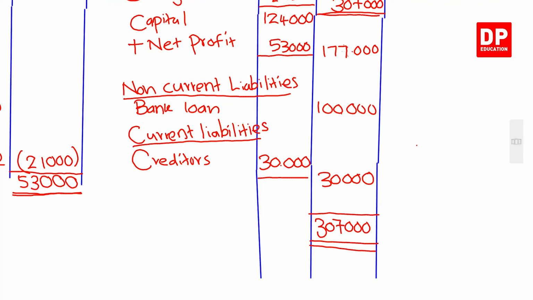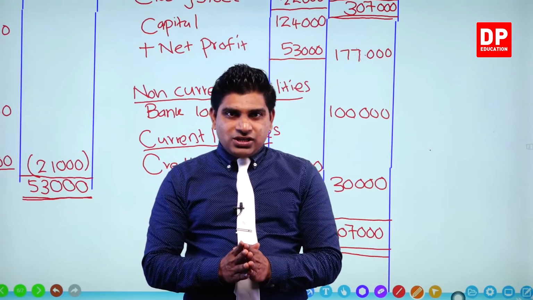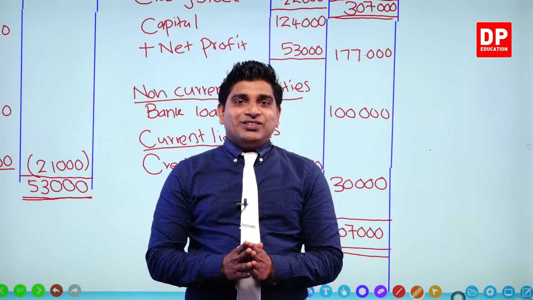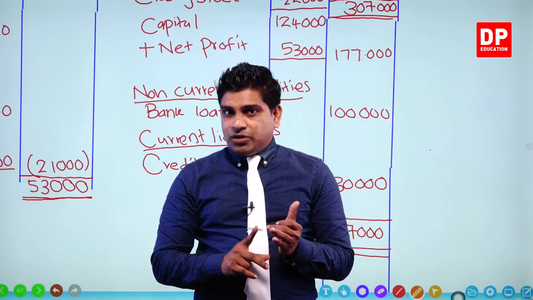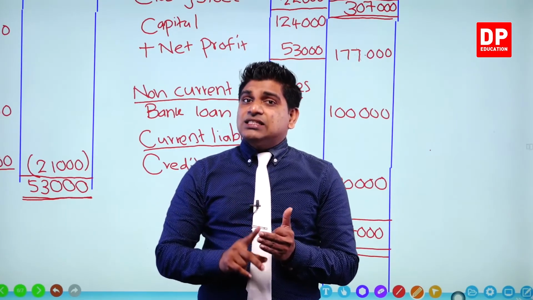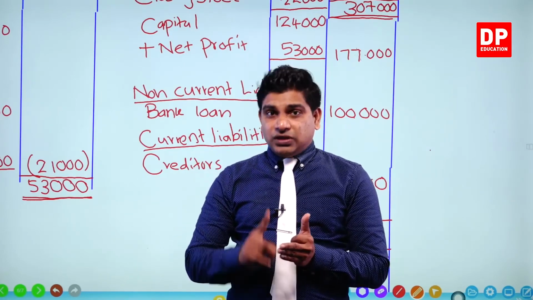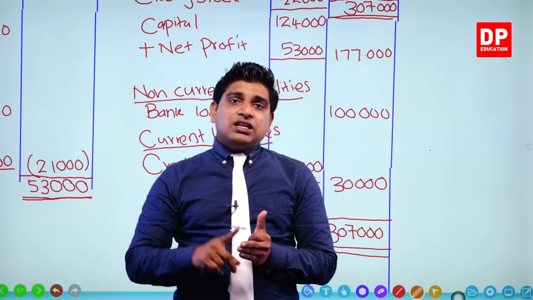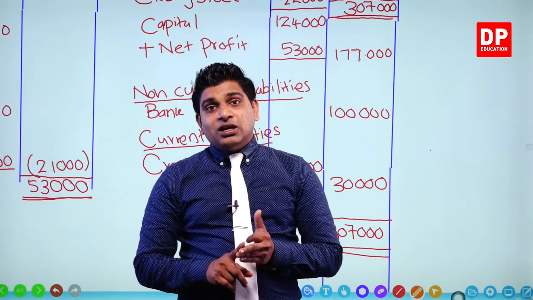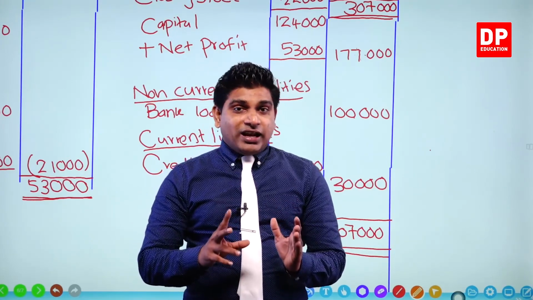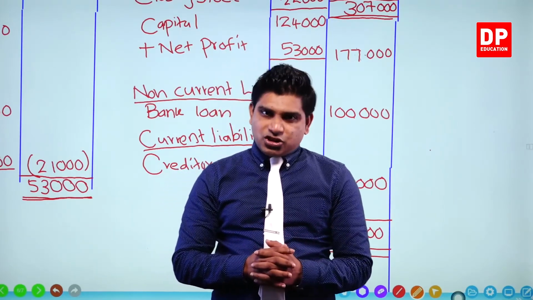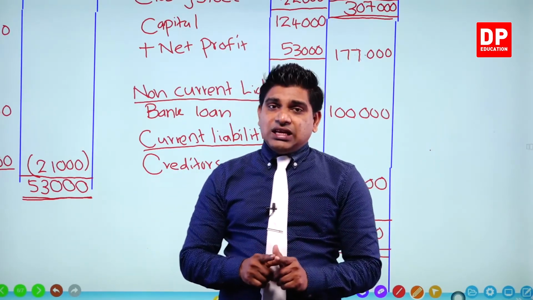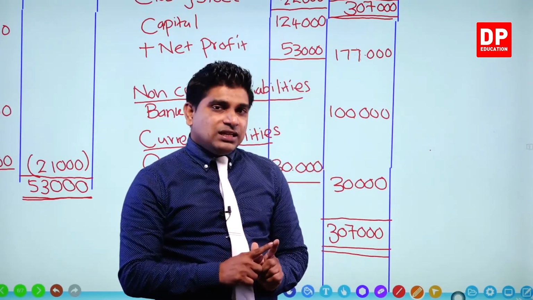This is the last question for this chapter. We discuss financial statements in this lesson. Financial statements means profit and loss statement and statement of financial position. This is the last question for this lesson. In the next lesson, we discuss profit and loss statement and statement of financial position, both including adjustments. I'll revise the things I have taught in this lesson.